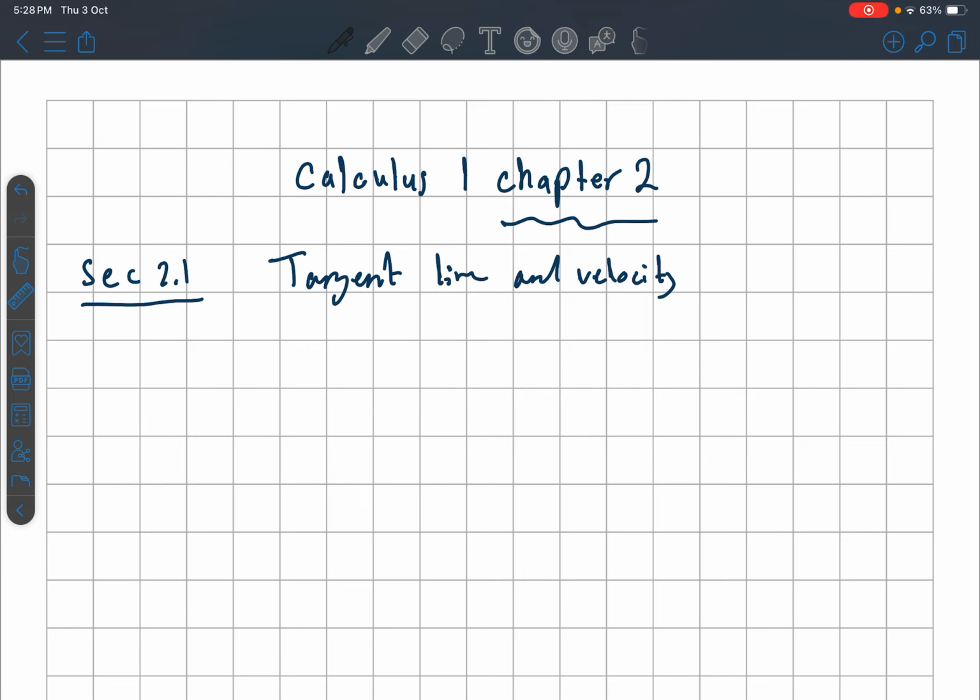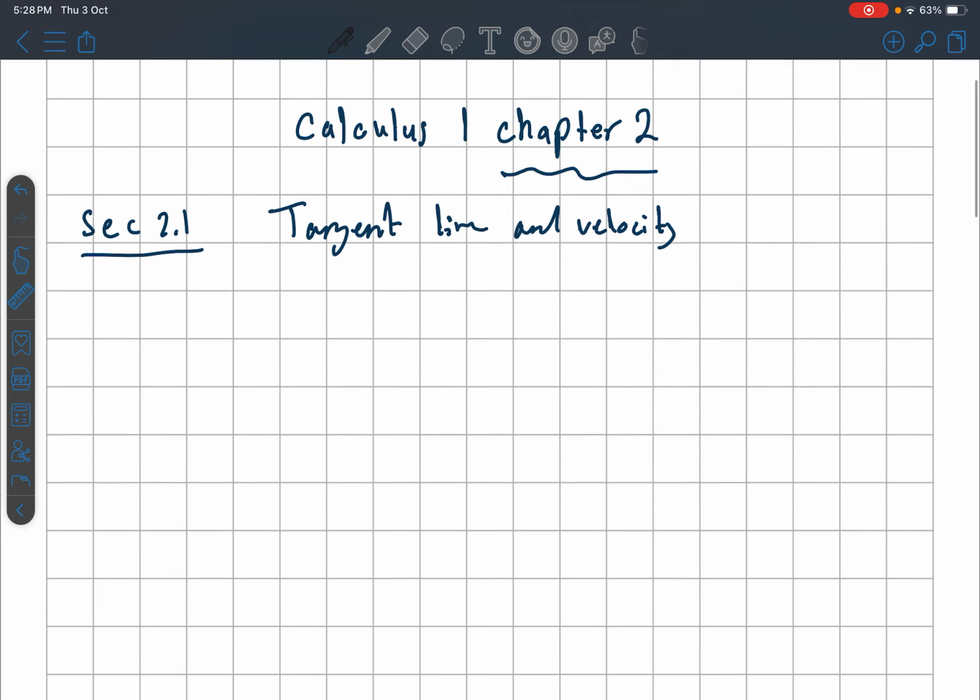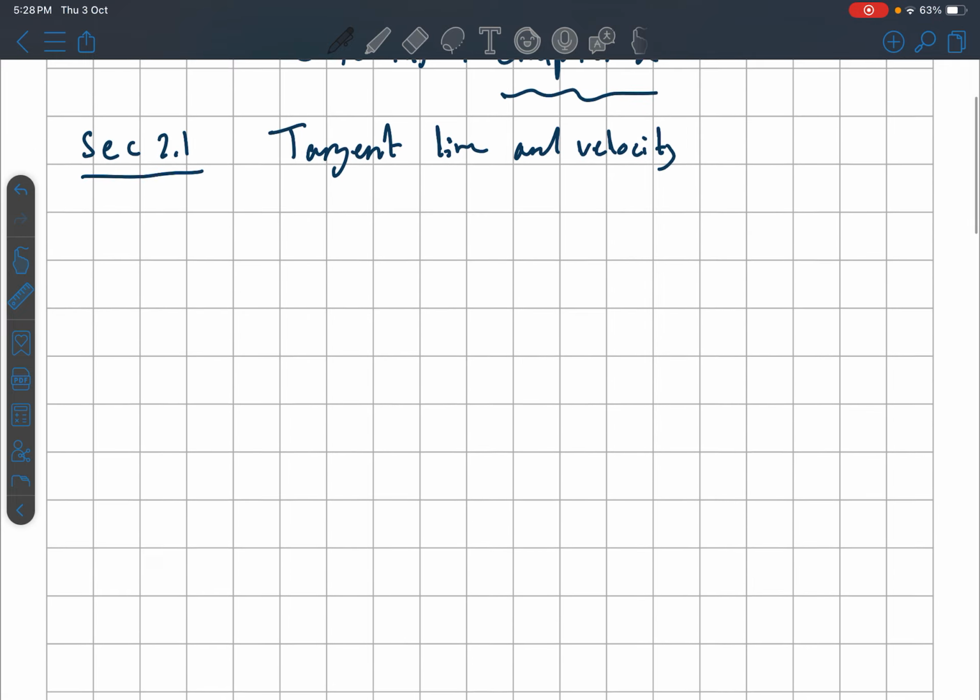Today we're going to start a new subject called Calculus 1 for Engineering, Chapter 2, Section 2.1. Before we can start, we have to know that Chapter 2 is talking about tangent line and velocity. So let's start with Section 2.1.